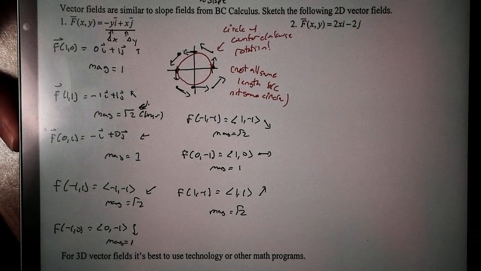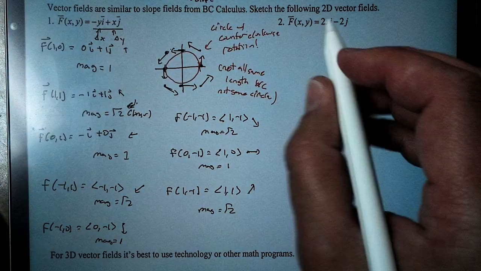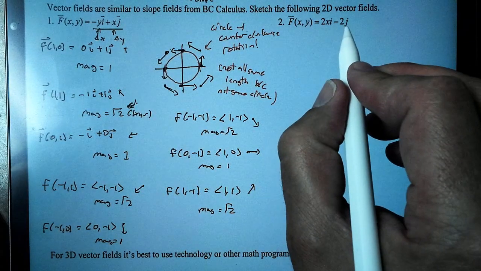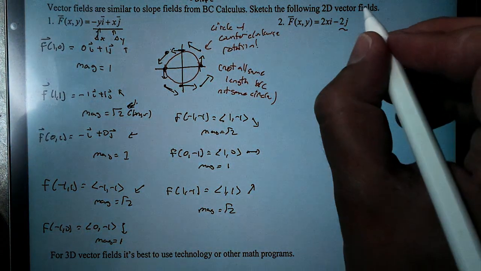let's take a look at number 2 real quick. All right, so here we go. So we have f of xy is 2x minus 2j. Now notice this 2 right here. This is a constant, right?